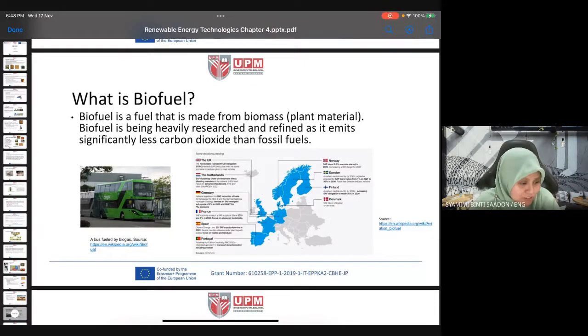Okay, that is biomass. Next one, biofuel, maybe more interesting. Biofuel is a fuel that is made from biomass, plant material. Biofuel is continuously and currently heavily researched. I will show later towards the end some of the research, even some done by our department. I will show the latest results later on. There is a lot of research being developed on using biofuel, especially in public transport, even aircraft engines.